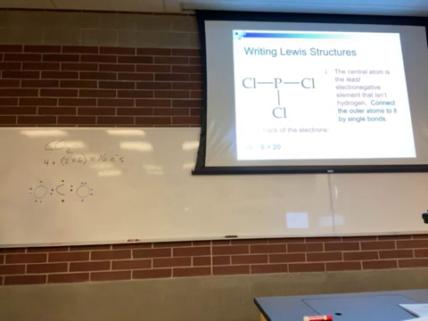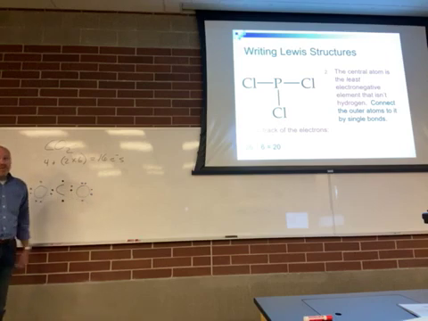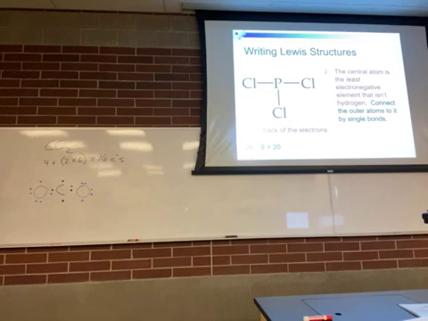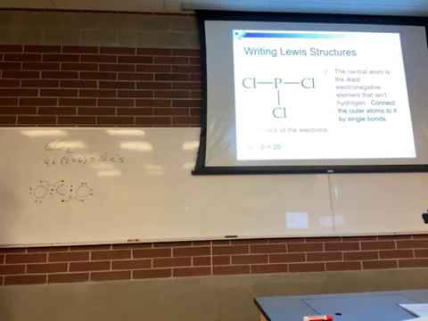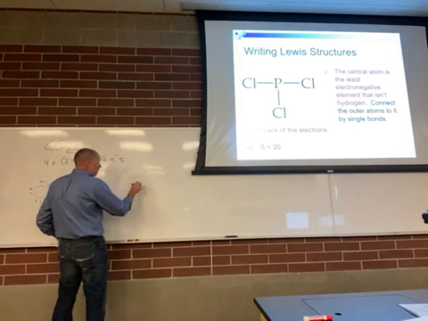But here's the problem. I only have 16 electrons to work with. I'm done. If you count them all, 2, 4, 6, 8, 10, 12, 14, 16. I've only got 16, but I don't have 8 around these things. So what do I do? I have 2 choices. One choice is to bring this electron and this electron into share, and bring this electron and this electron into share. So what that looks like then is this.